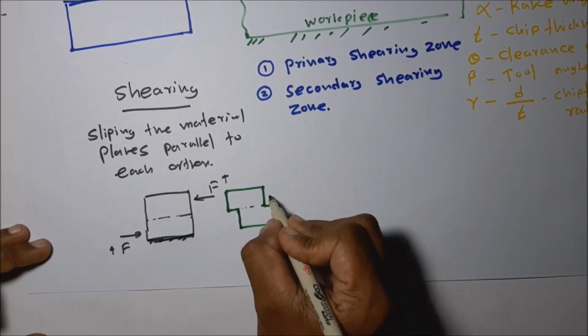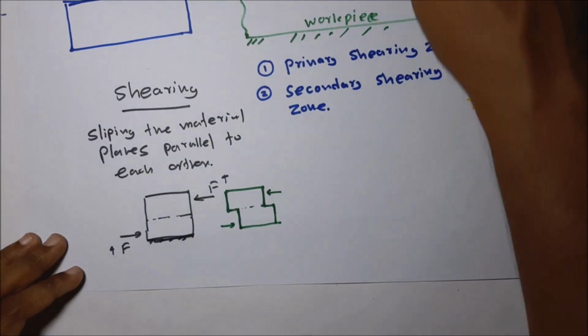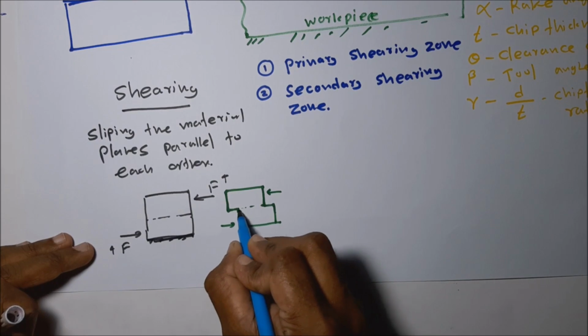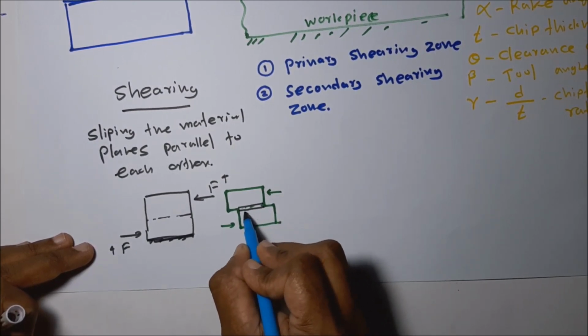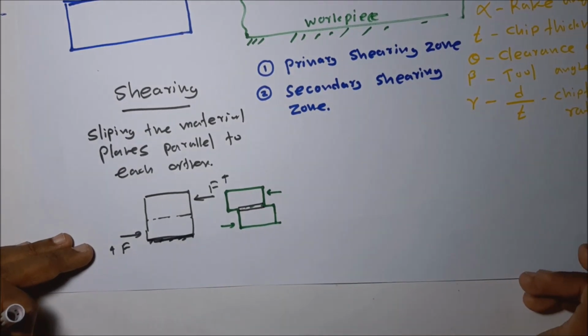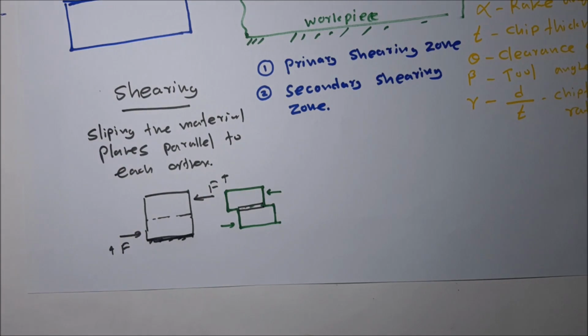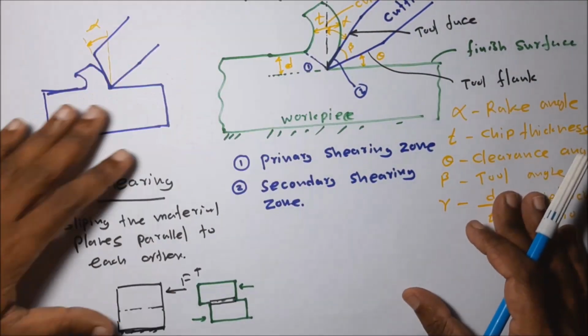Due to the application of this force, there's a slipping between these two planes. Let's take the plane belonging to the bottom surface and the plane belonging to the top surface. There's a relative motion between these two parallel planes inside the material. This is called the shearing effect.